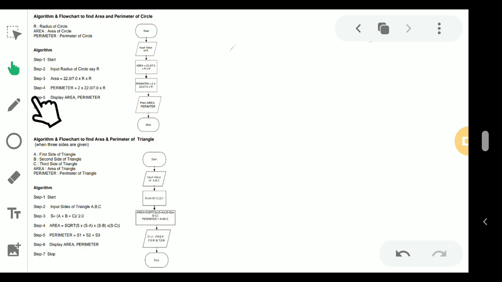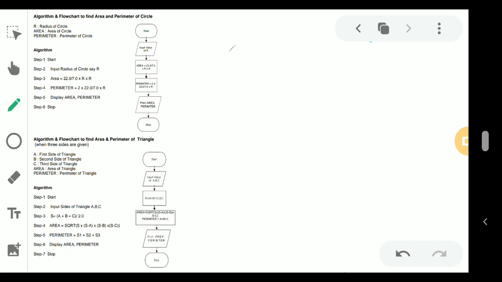Next, step 4, the perimeter formula equals 2 pi r. So 2 into 22 by 7 into r. Now the display part will come, that is display the area and the perimeter. Now the end part is stop.